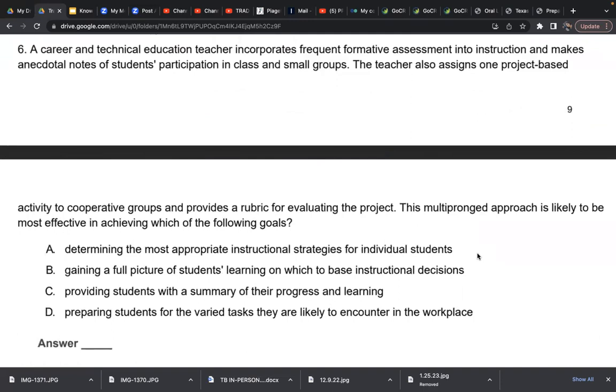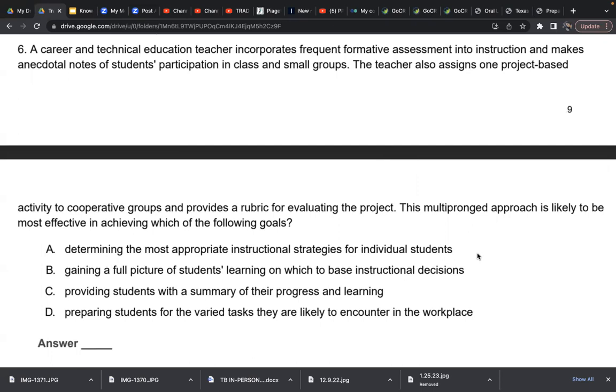Okay, let's read this one. A career and technical education teacher incorporates frequent formative assessments into instruction and makes anecdotal notes of student participation in class and small groups. The teacher also assigns one project-based activity to cooperative groups and provides a rubric for evaluating the project. This multi-pronged approach is likely to be effective in achieving which of the following goals?